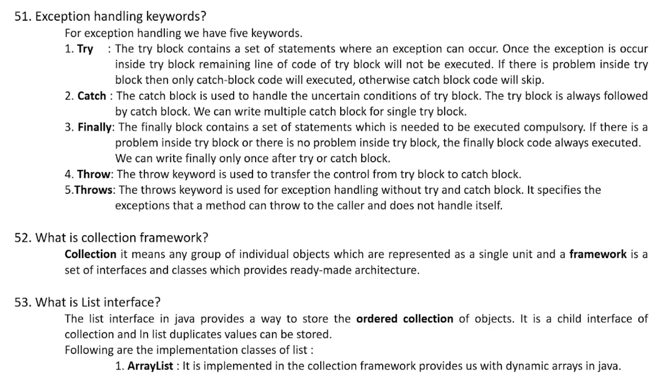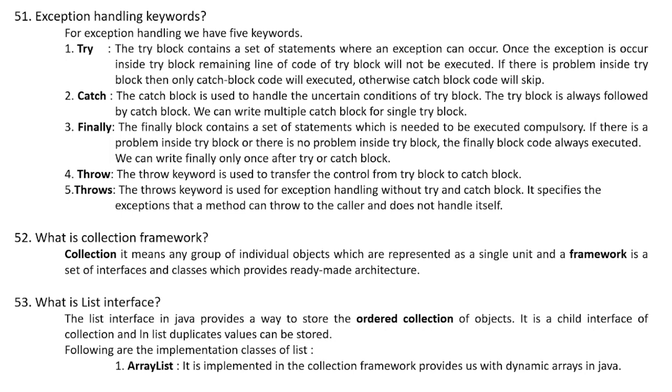51. Exception handling keywords. For exception handling we have 5 keywords. 1. Try. The try block contains a set of statements where an exception can occur. Once the exception occurs inside the try block, the remaining lines of code of the try block will not be executed. If there is a problem inside the try block, then only the catch block code will be executed, otherwise the catch block code will be skipped.